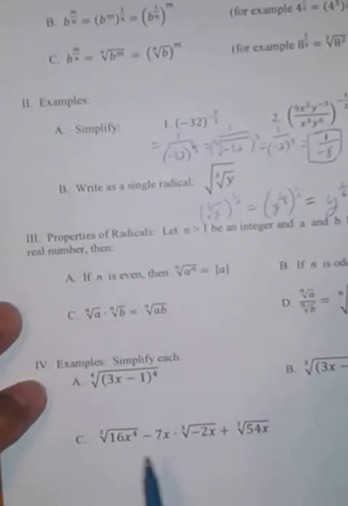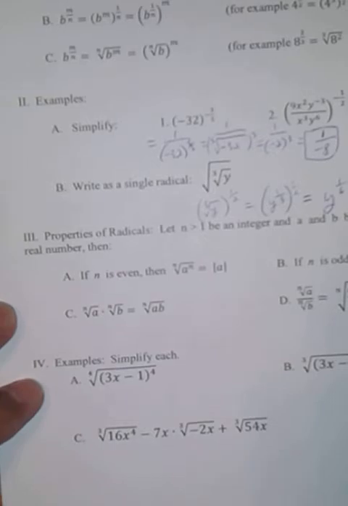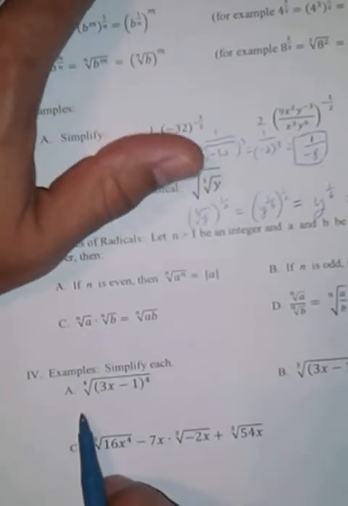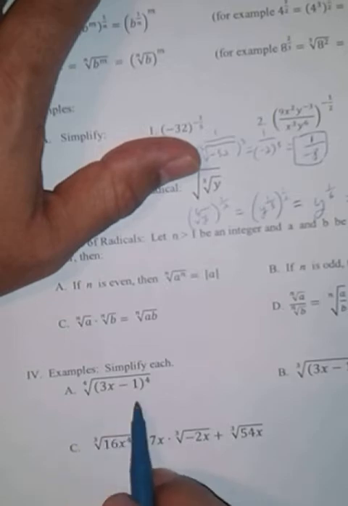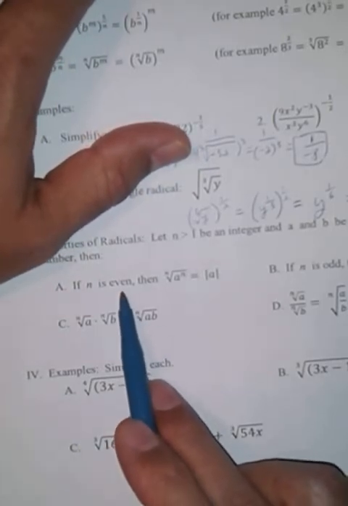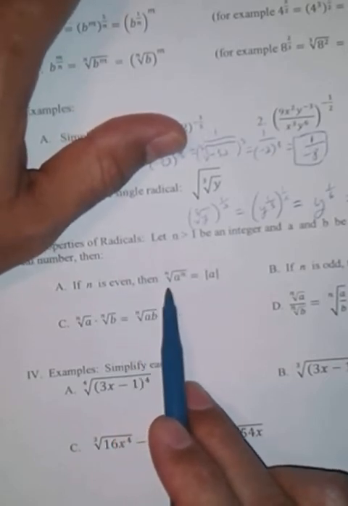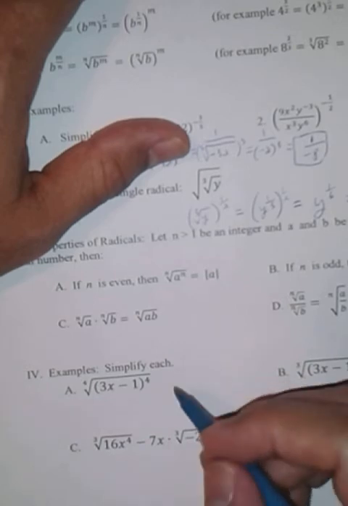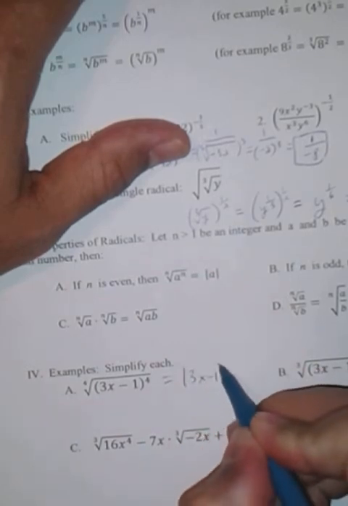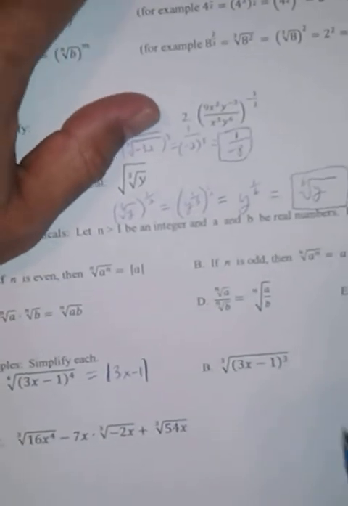All right, let's do a couple of these, and we'll leave the other one for class. Okay, so let's try number A, the 4th root of 3x minus 1 to the 4th. So the rule that applies here is rule number A that we just read, that if n is even, then the nth root of a to the nth is the absolute value of a. So the answer here will be the absolute value of 3x minus 1. Okay?